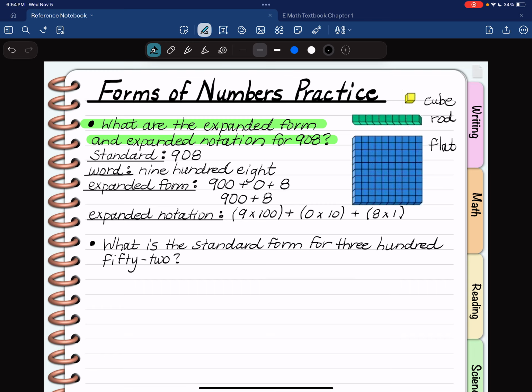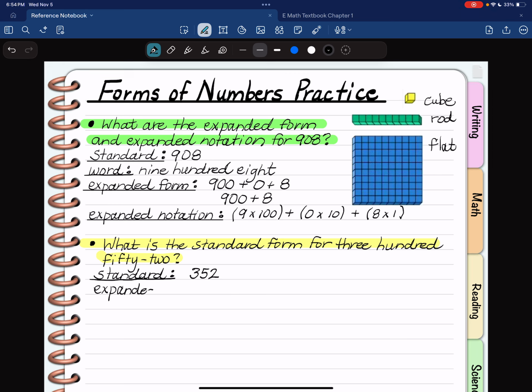So there's the question that could very easily be a test question. And so let's look at our forms. Standard. $352. You just write what you're saying. We already have word form, so I won't have us do that again. We don't need to reinvent the wheel.